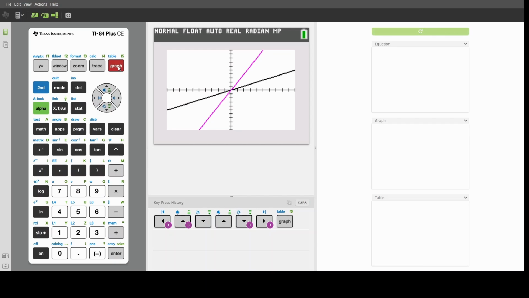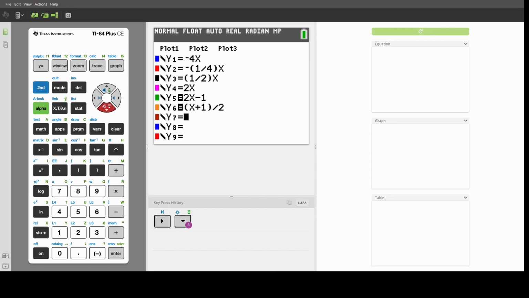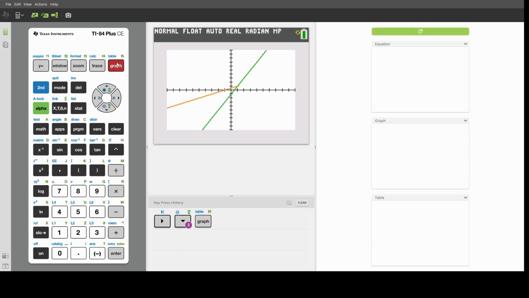What have you got? I'll do the last one here. Maybe that'll make it more clear. So now I have y equals 2x minus 1, and I have y equals x plus 1 over 2. Let's see what this gives us. If I graph these, I get that.